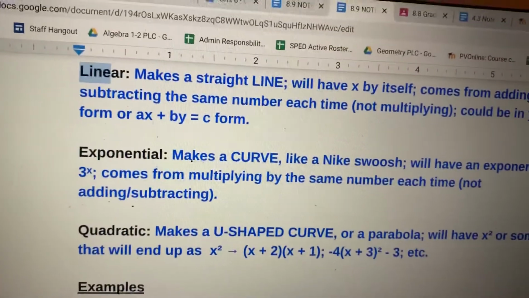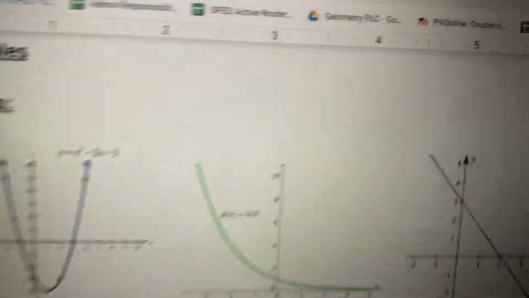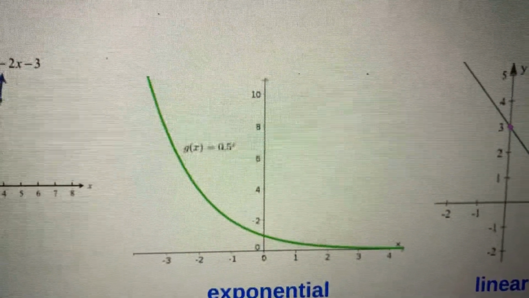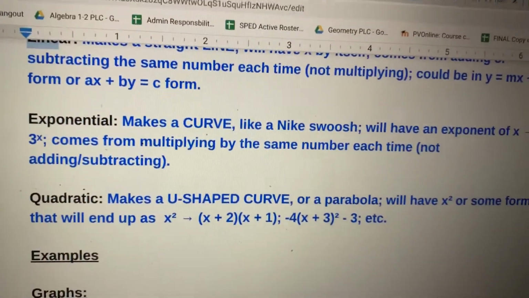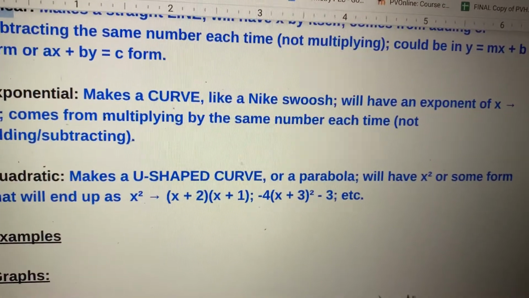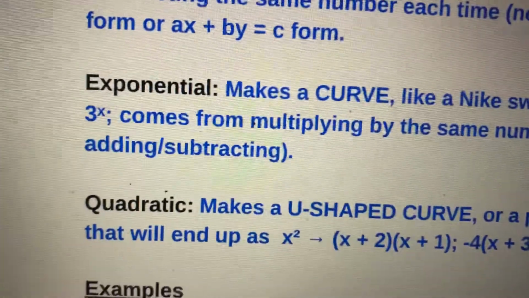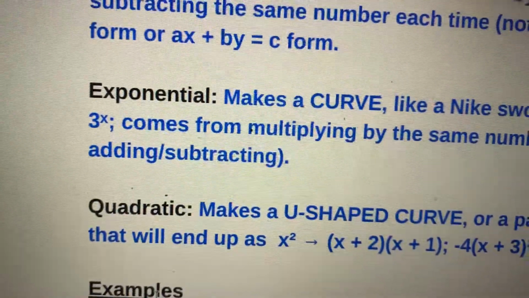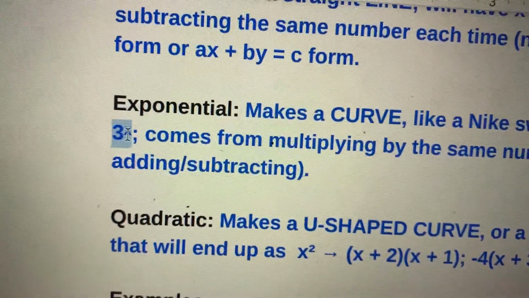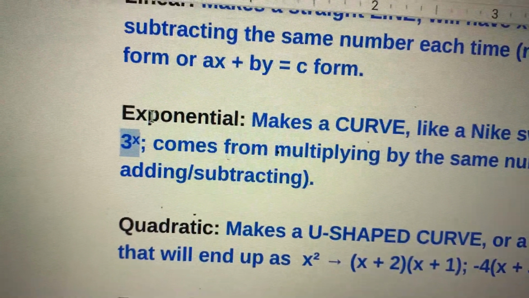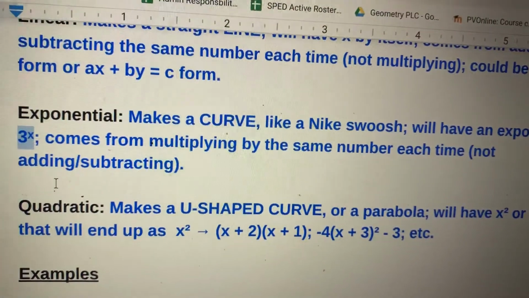Okay? Exponential makes a curve like a Nike swoosh. So I'll show you like this middle one right here. Okay, so it has a very sharp curve, and I call it like a Nike swoosh. It will have the exponent of x. So think of like 3 to the x power right here. Let's see, so I can highlight this. Okay, so it has the little x there. Think of exponent, exponential, okay? And it comes by multiplying the same number each time. So we're not adding or subtracting, we're multiplying.